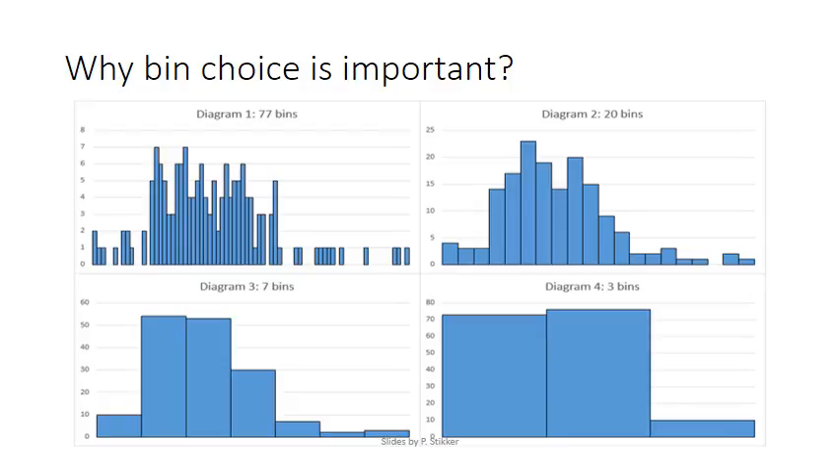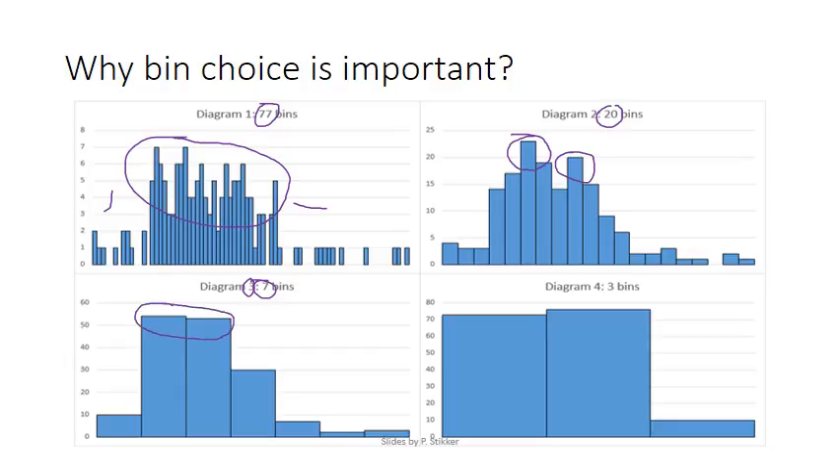Here's an example of 4 diagrams, each coming from the same set of data, but using a different number of bins. If you look at the first one, where 77 bins are used, there's not really much that we can see. The only thing is that there's a lot of people here and not so many on this side and also not so many on that side. If we look into diagram 2, where there are 20 bins being used, we can see there's somewhat of 2 peaks emerging in here. If we go for diagram 3, where there are only 7 bins, then the 2 peaks are gone and it's just a larger peak around here.